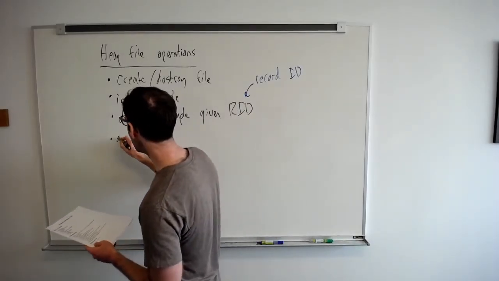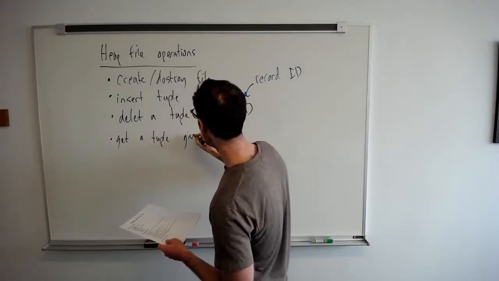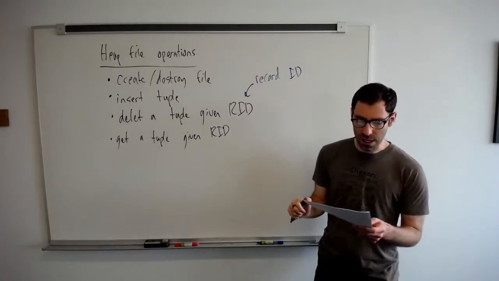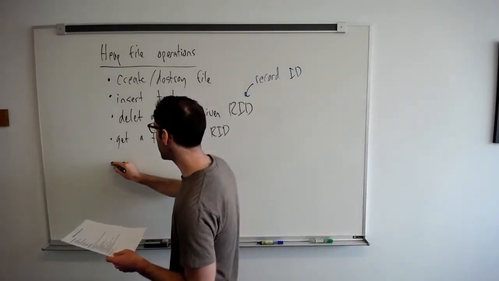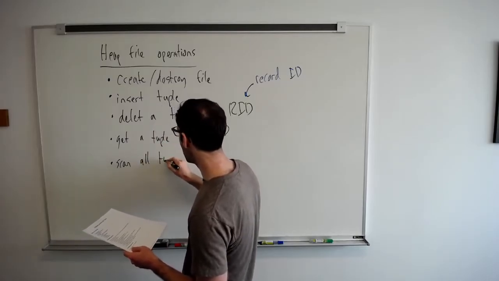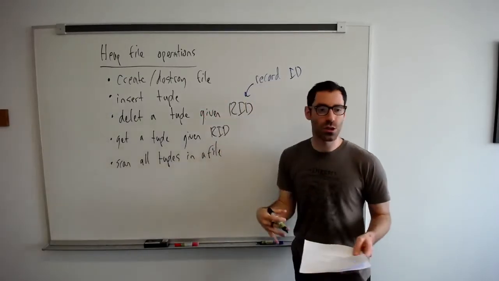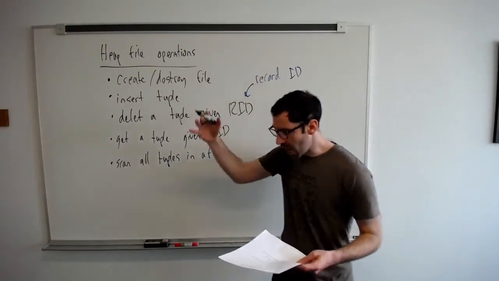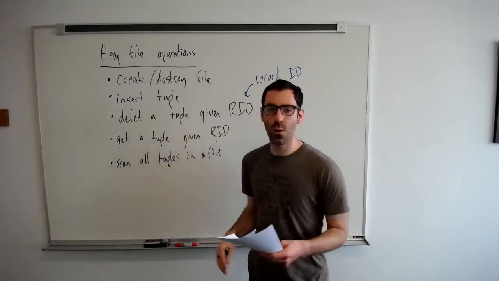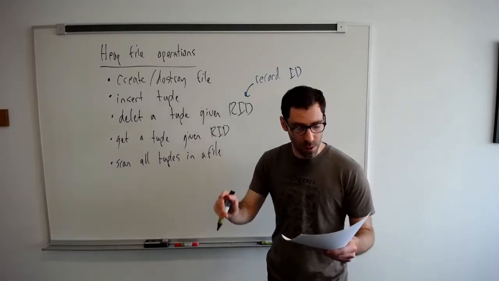We want to be able to retrieve a tuple given its record ID. And finally, we want to be able to scan all the tuples in a file. Scanning through tuples is going to be fundamental to running any sorts of queries over our data. But wait, there is more that we might want to do.